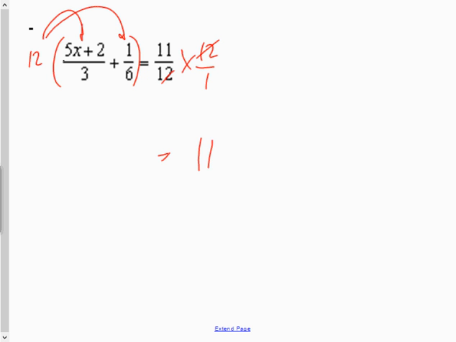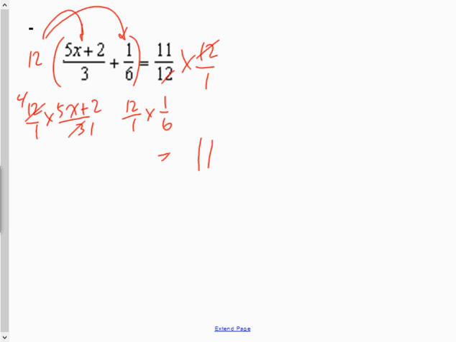And each of these terms in the binomial have to be multiplied by 12. I'll write them separately. 12 over 1 multiplied by 5x plus 2 over 3. And 12 over 1 multiplied by 1/6. When we did this, we talked about the fact that it's kind of important that you cross-reduce. You don't have to, but if you cross-reduce, it makes the simplification of the terms much easier. So when I'm multiplying, that 12 and that 3 are going to cross-reduce out to become 4, which means the denominator is now just 1, which doesn't exist.